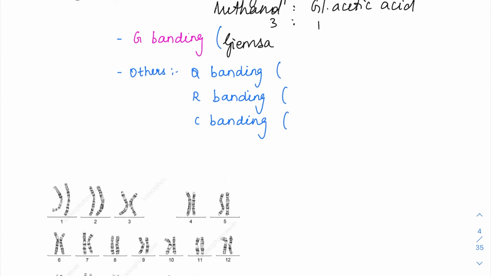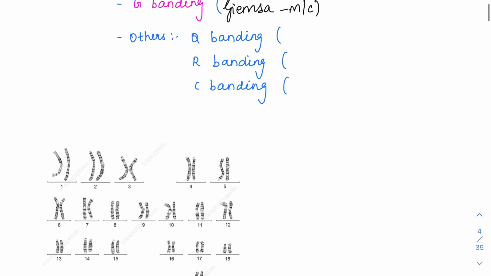Giemsa stain is a Romanowsky stain, right? With Giemsa stain, the chromosomes are going to appear like bands, dark bands and light bands. This is why it is called G banding. G banding is the most common method in which we view the chromosomes. G banding is nothing but Giemsa banding.